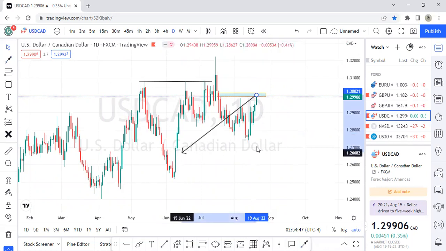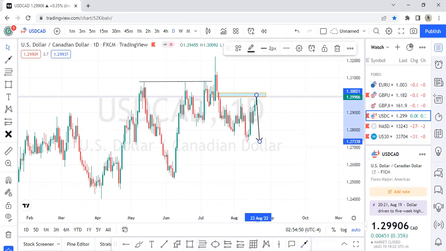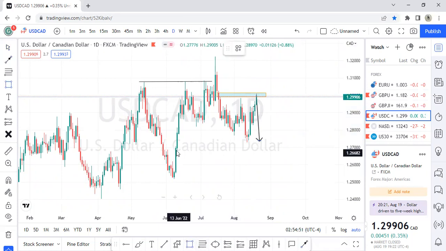You can see this imbalance here. So let me mark that as well. This imbalance right here, so we'll likely be going for that imbalance as well. That will be my overall target. So this imbalance just rests here.